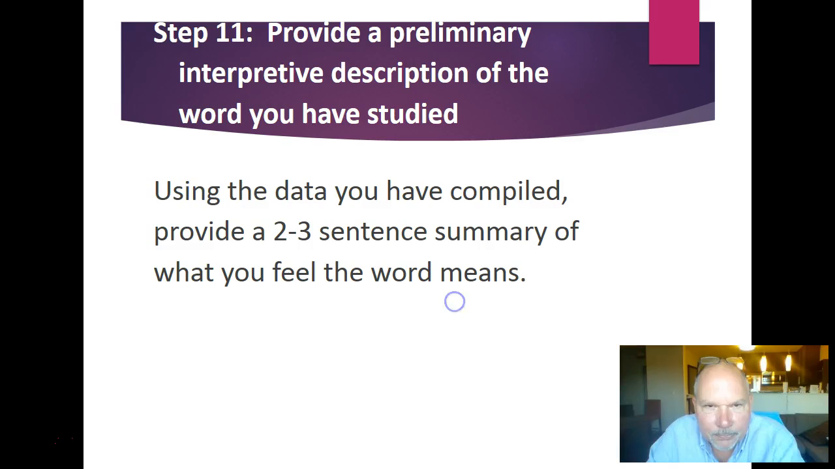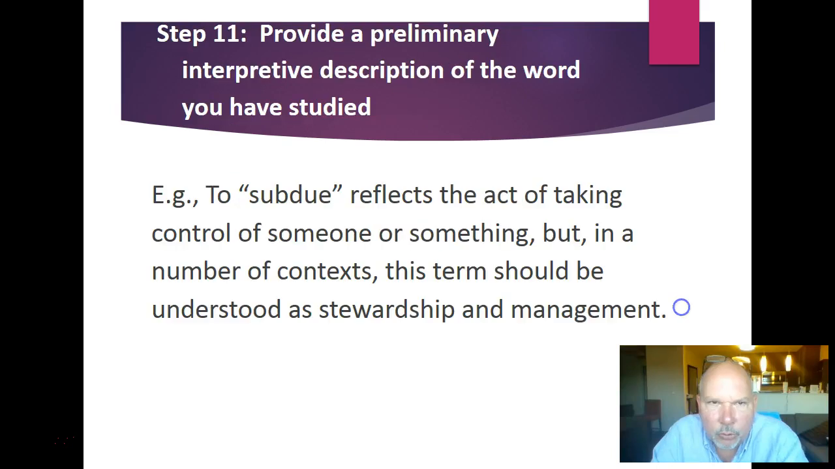Step 11 is to provide a preliminary interpretive description of the word you have studied. Using the data you have compiled, provide a 2 to 3 sentence summary of what you feel the word means. For instance, to subdue reflects the act of taking control of someone or something. But in a number of contexts, this term should be understood as stewardship and management and not merely exploitation.